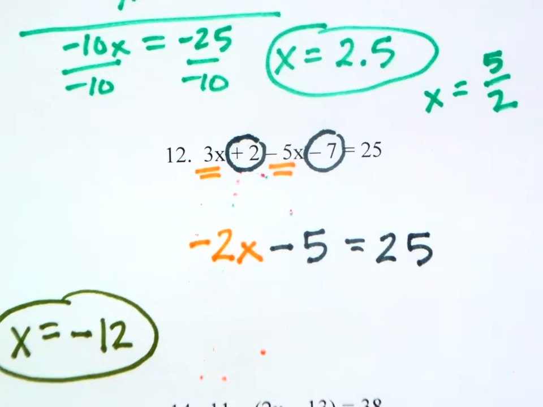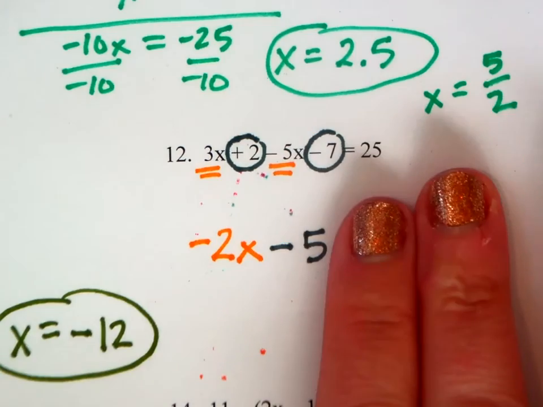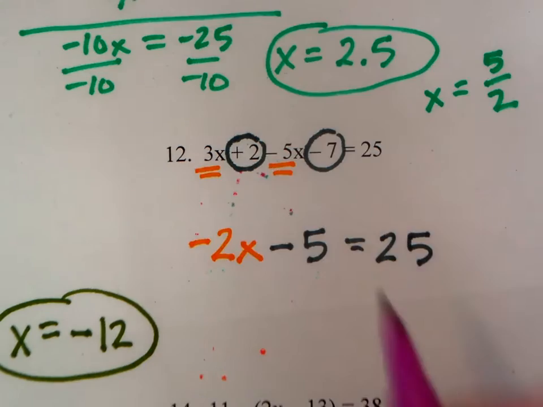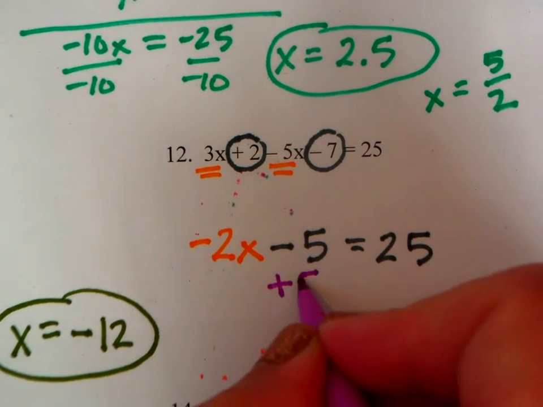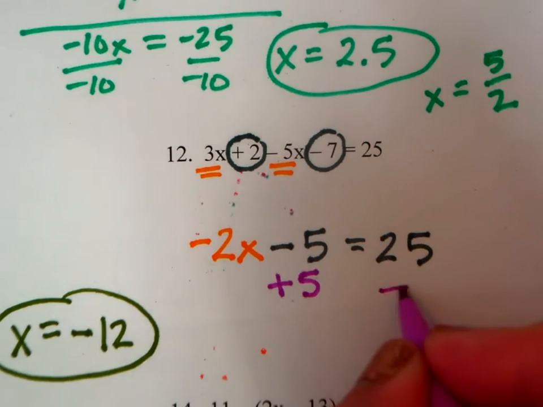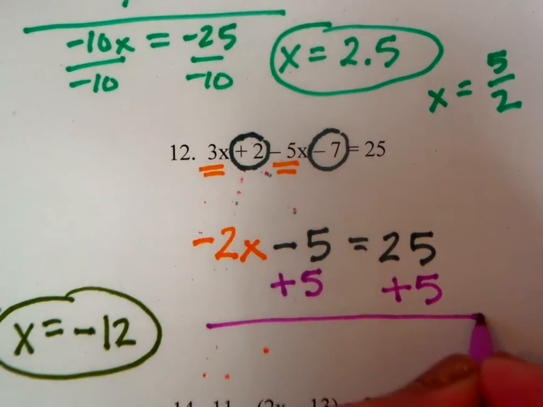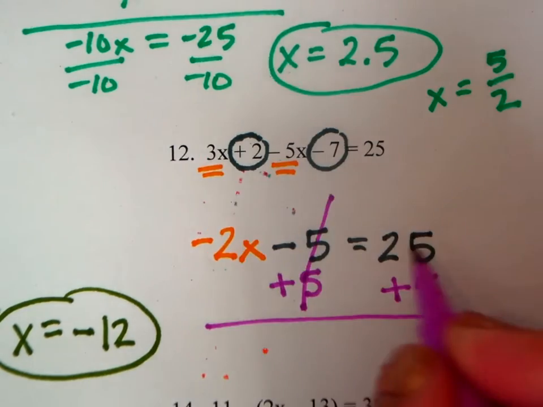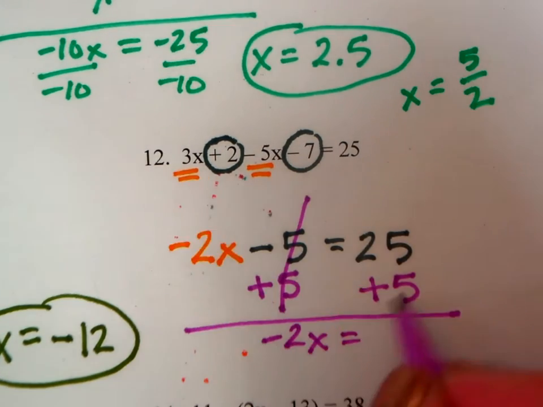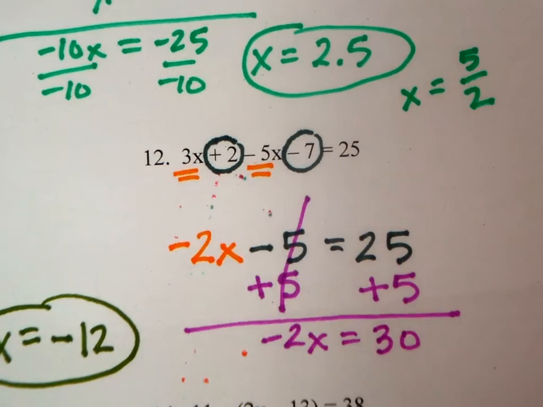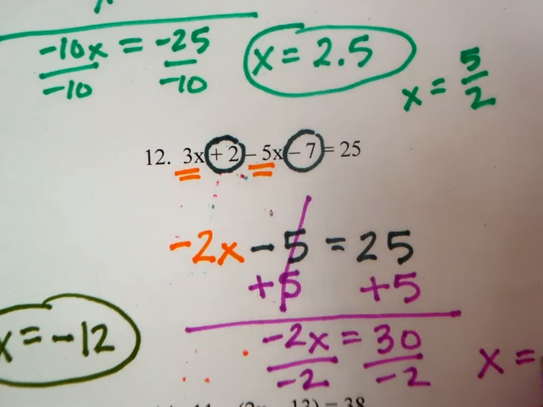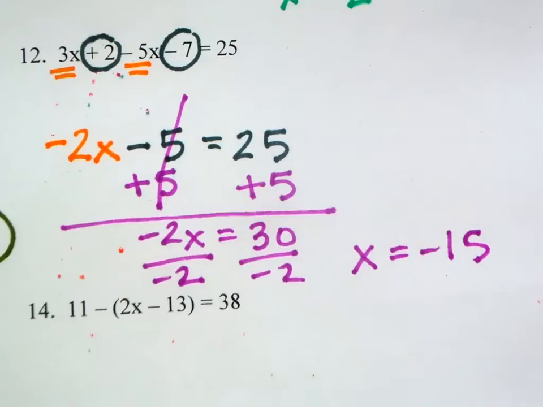Now I can't combine anything else on this side of the equation, so now I'm going to start solving. Okay, so I have a negative 5, and I want to move it over, so I want to get rid of it, so I'm going to add 5. But of course, because I need to balance both sides of the equation, I'm going to add 5 over here. So negative 5 plus 5, negative 2x, 25 plus 5 is 30. Divide by negative 2, and x is negative 15.